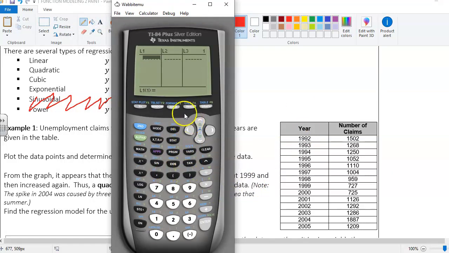Okay. So we are going to hit the Stat button. That's the first thing we're going to do. And we're going to go to Edit, and you should have some lists. If there is something in your list already, then scroll up to where it says L1, L2, whatever it is, and hit Clear, and that will get rid of every single last thing in the list.